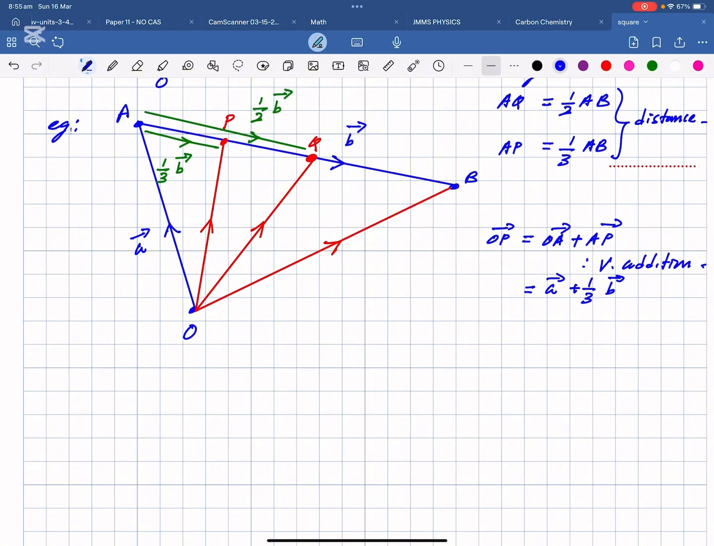So similarly, you can find OQ. So I'm going to write here, OQ is OA plus AQ. So this is A, AQ is half B. Right? Then you need to find OB. OB is nothing but OA plus AB. So this is A, AB is B. So those are the values.